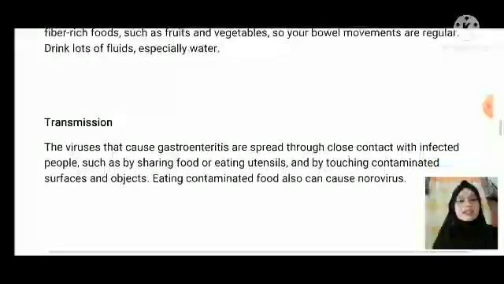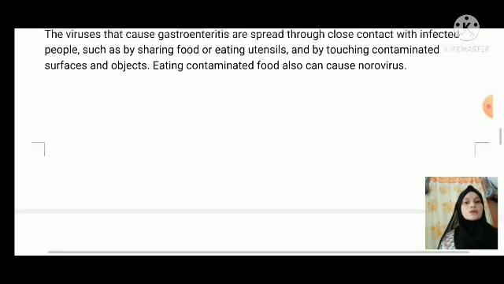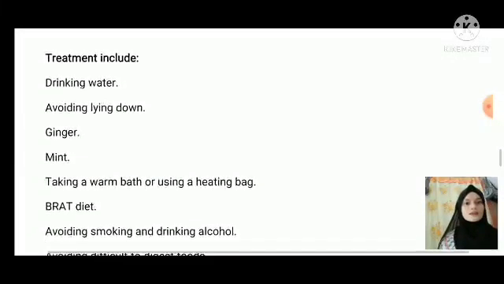So for the transmission, viruses that cause gastroenteritis are spread by close contact with infected people, such as sharing food or utensils, or touching contaminated surfaces or objects. Eating contaminated food can also cause norovirus.